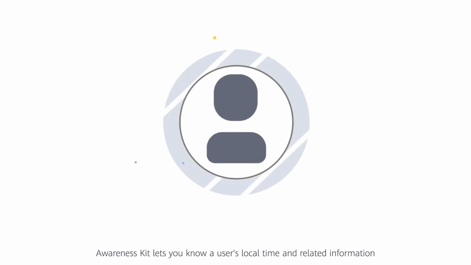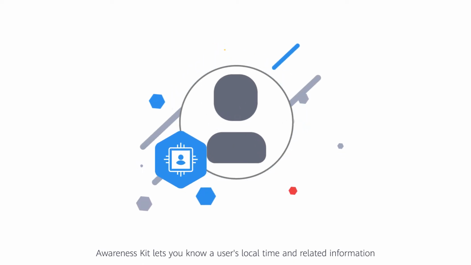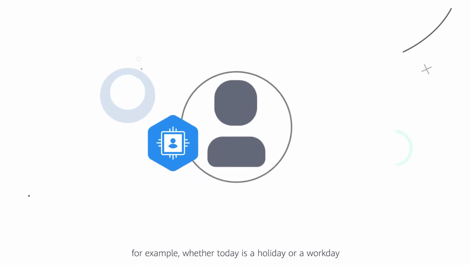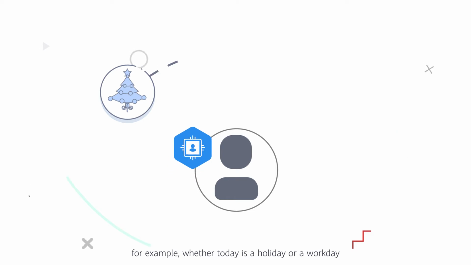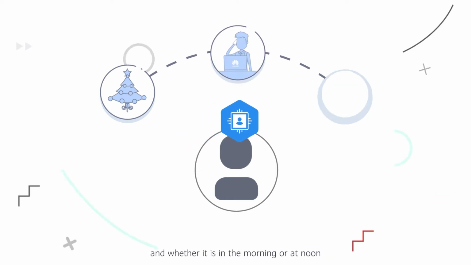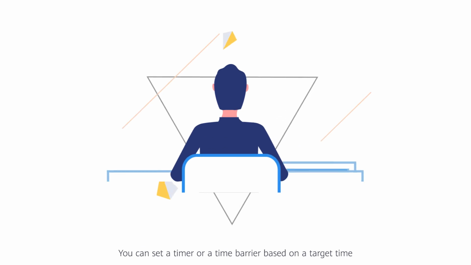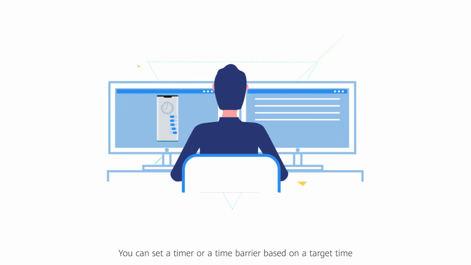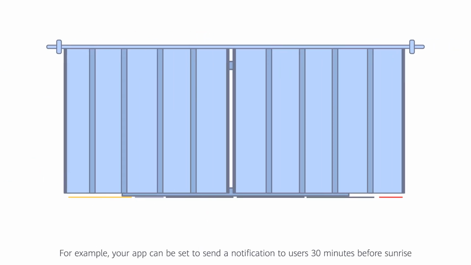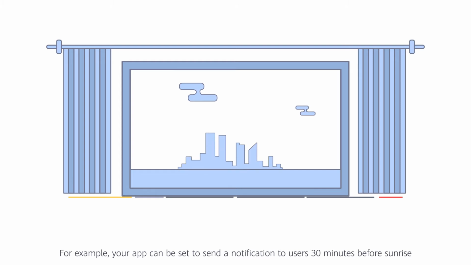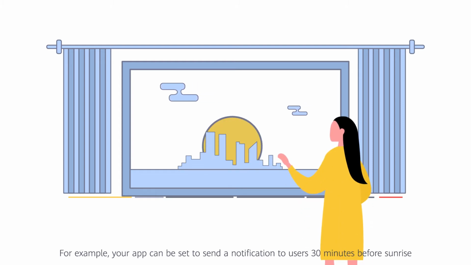Awareness Kit lets you know a user's local time and related information. For example, whether today is a holiday or a workday, and whether it is in the morning or at noon. You can set a timer or a time barrier based on a target time. For example, your app can be set to send a notification to users 30 minutes before sunrise.